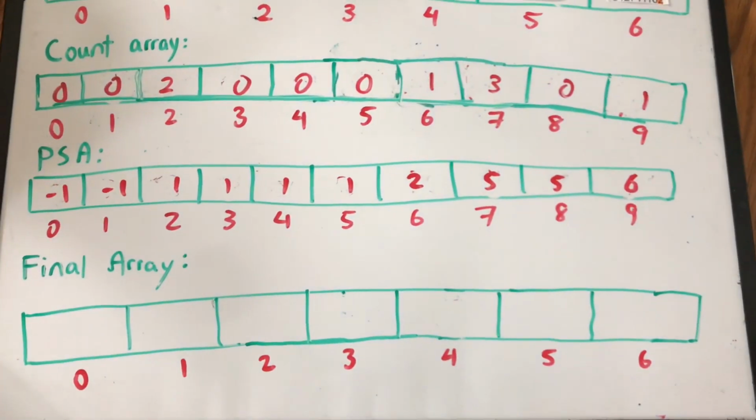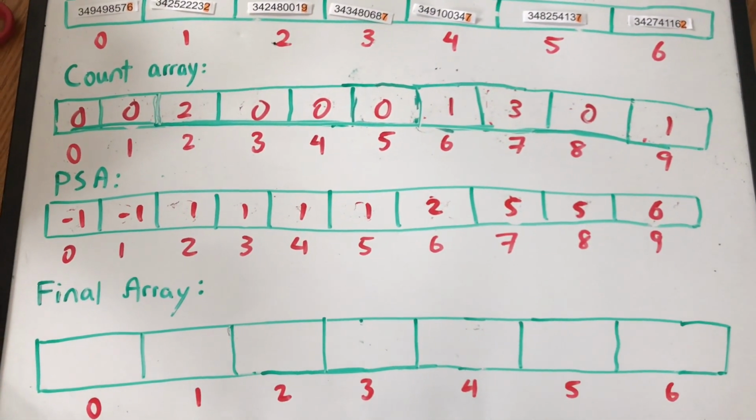The second reason why I rewrote the prefix sum array is because my little brother's handwriting is atrocious.